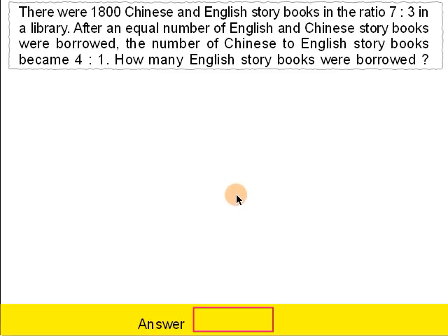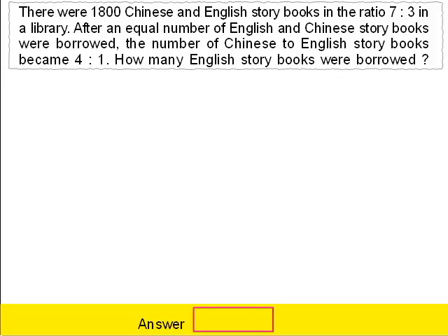Well, the question says there were 1,800 Chinese and English storybooks in the ratio 7:3 in the library. After an equal number of English and Chinese storybooks were borrowed, the number of Chinese to English storybooks became 4:1. How many English storybooks were borrowed?